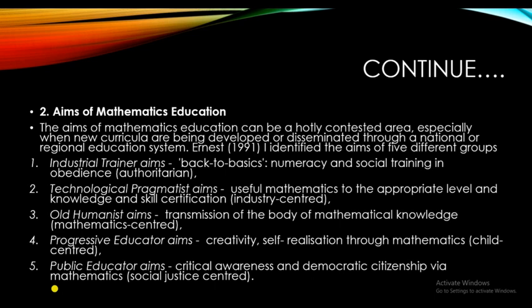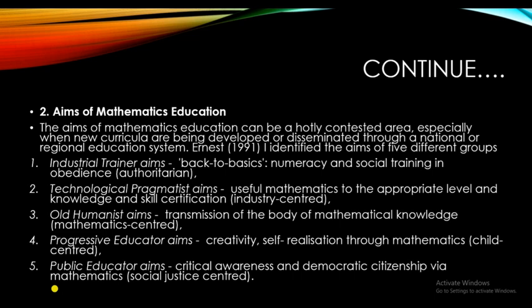The third group of aims is old humanist aims. This is transmission of the body of mathematical knowledge, and this is mathematics centered because these aims focus on mathematics. So we can say that these types of aims are centered on mathematics. The fourth group of aims are progressive educator aims.